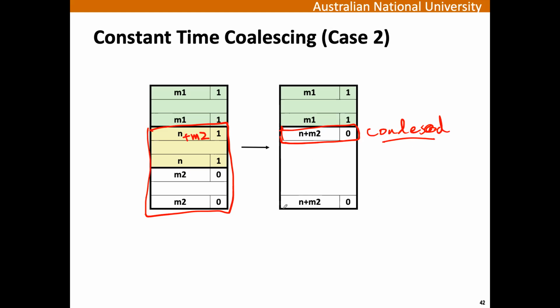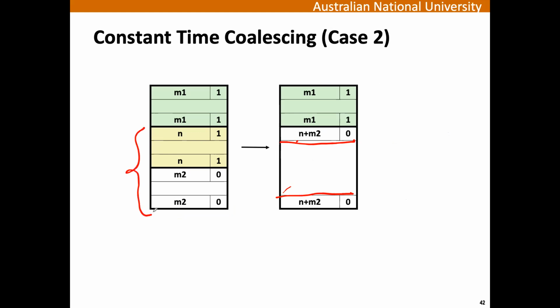And there is a footer here, n plus m2. So we coalesce these two blocks and we add the header and the footer. Note that the allocate flags in both the header and the footer are now 0.